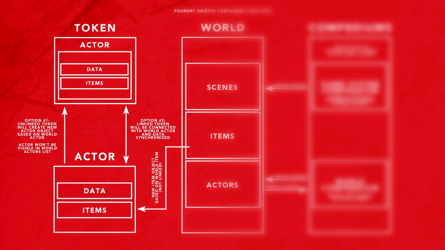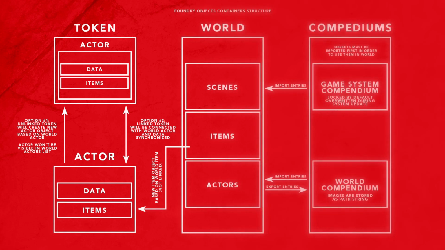Last are the tokens. There are two options for creating tokens, with or without a link to an actor. When you link a token to an actor, all the data is synchronized between the two, and I really recommend this approach for all your player characters and important unique non-playable characters. The second option is to create a token without a data link. So the token entity will hold a new actor object with new item objects based on the original world actor data. It's very useful for populating a scene with regular enemies.